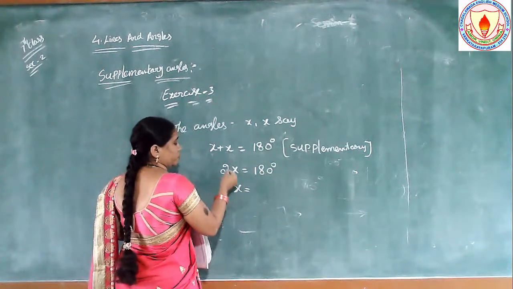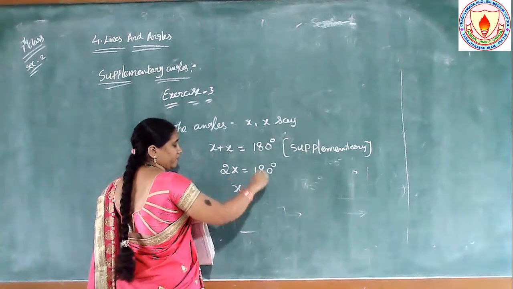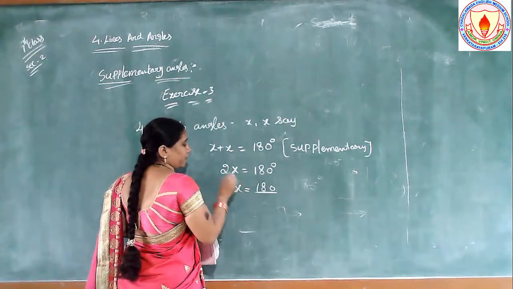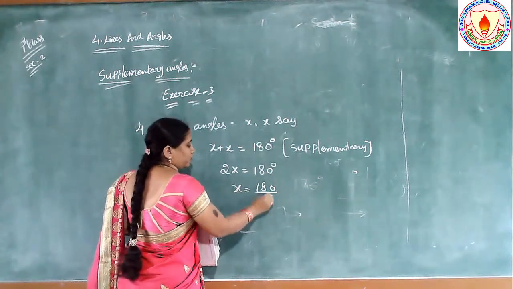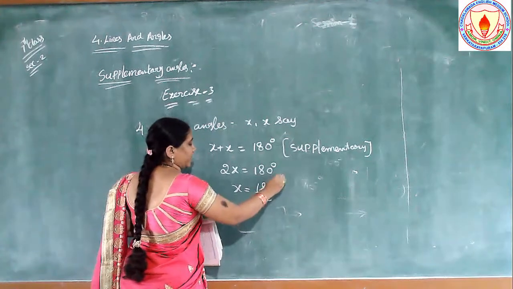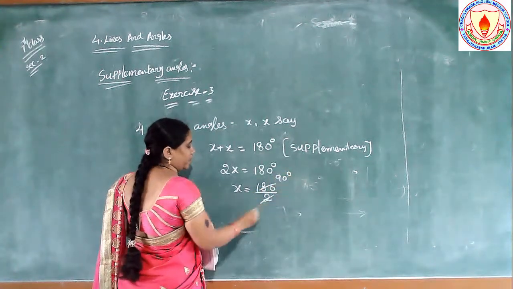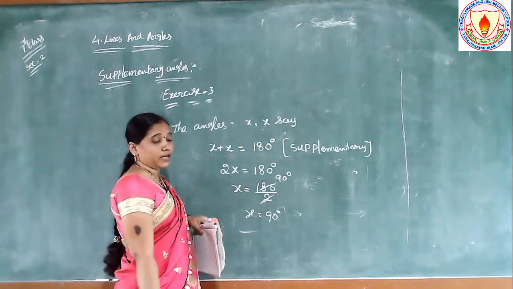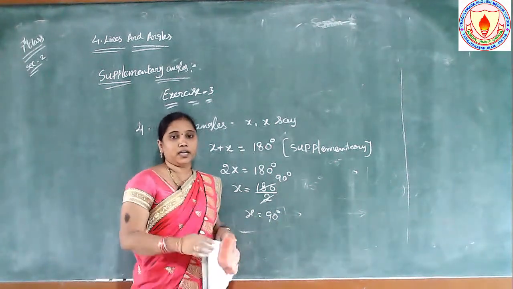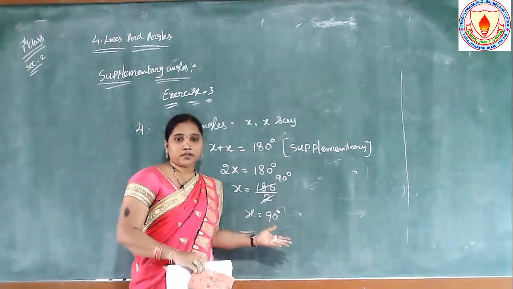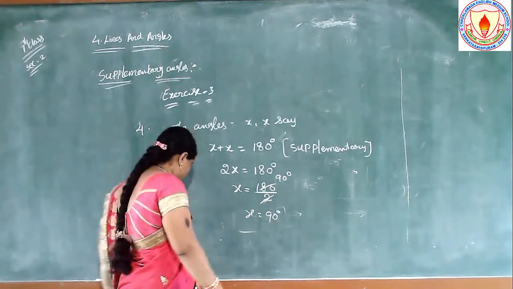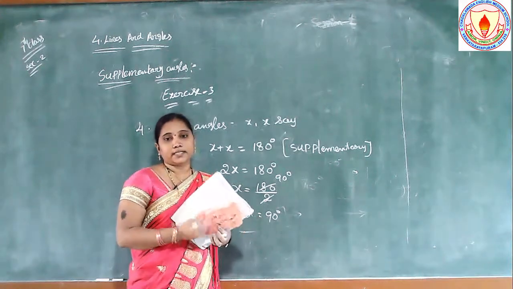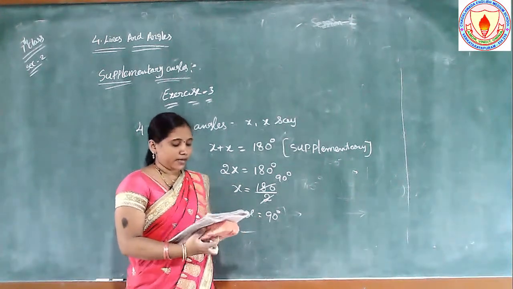So x is equal to... the 2 is multiplying here, so when we transpose it to the other side, by the rule of transposing, we divide 180 by 2. 90 twos are 180. So x is equal to 90. If one is 90, the other is also 90. 90 plus 90 is 180. So the two angles are equal and also supplementary. Supplementary means 180 degrees, complementary means 90 degrees.